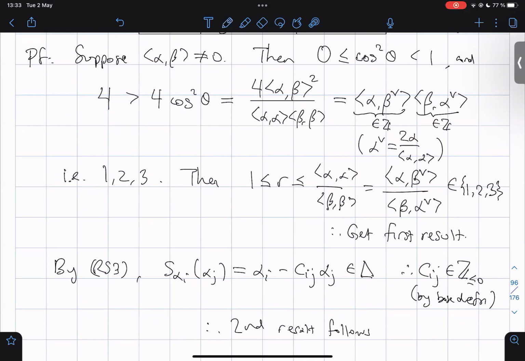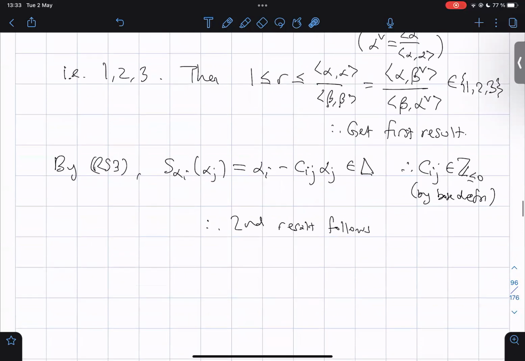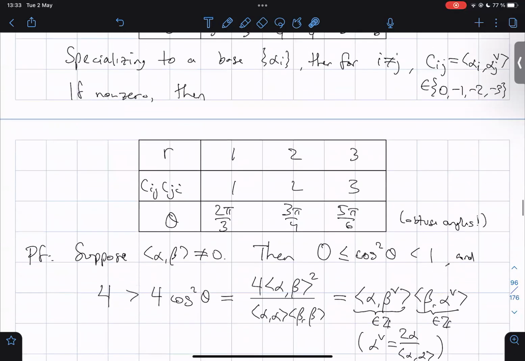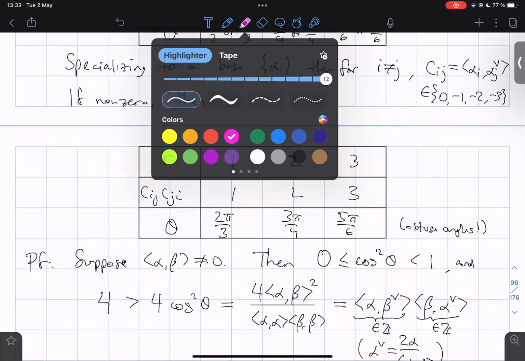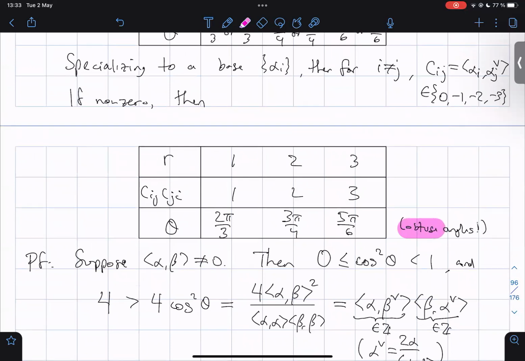If you use these results combined with what's up here, if this product, for instance, were equal to 3, then assuming that beta and alpha are these simple roots, one of them would have to be -1 and the other -3. You cannot have 1 and 3 as a possibility. So -1 and -3, or -3, -1. The key thing here is that for simple roots, we have obtuse angles.